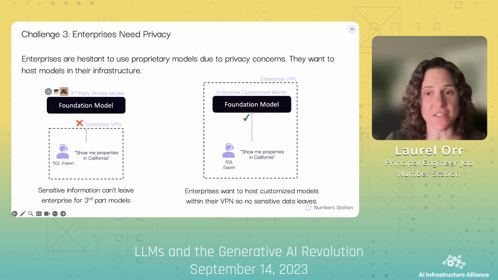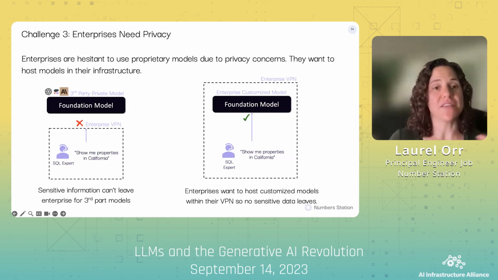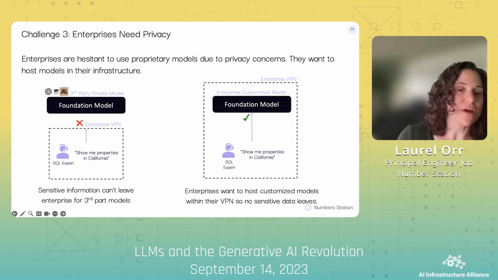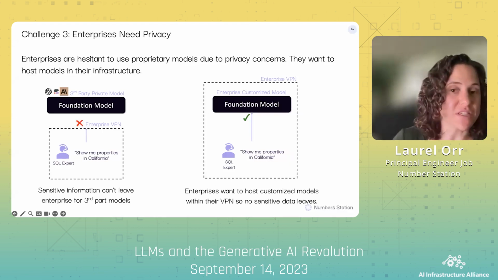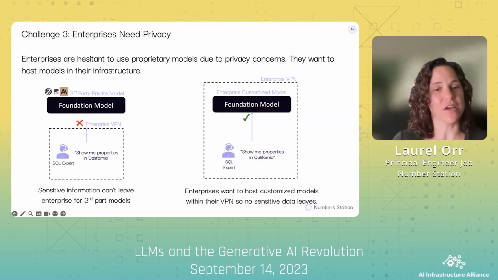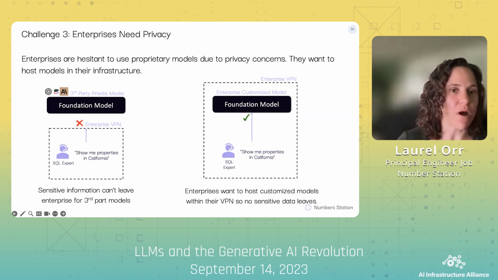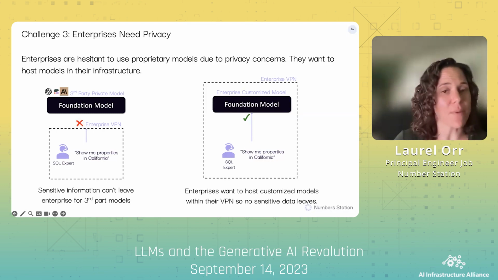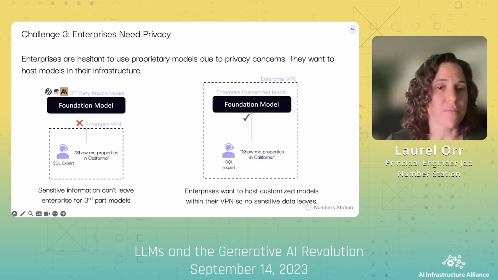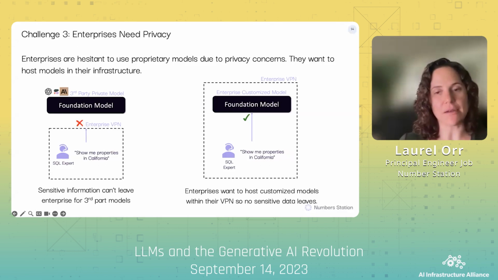Oftentimes, enterprises have very sensitive information that they can't share. This data can't leave their premise or their VPN. So if you have a SQL expert, a data engineer, or even a business analyst trying to ask a question, they can't use third-party, private, and proprietary models like OpenAI or Anthropic. It's just not going to work for them. The data is too sensitive to leave their VPN.